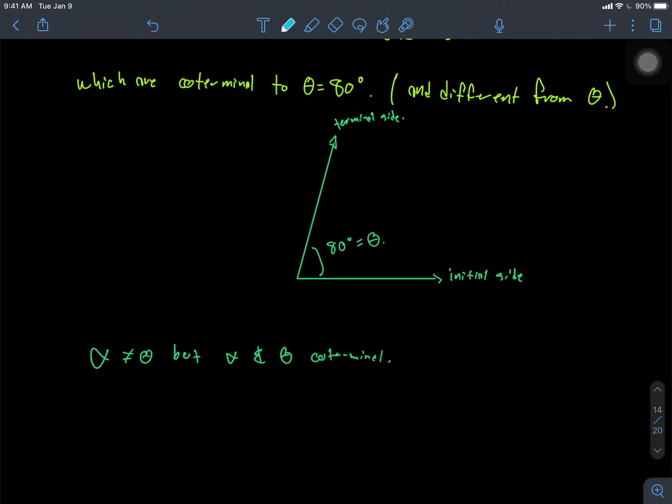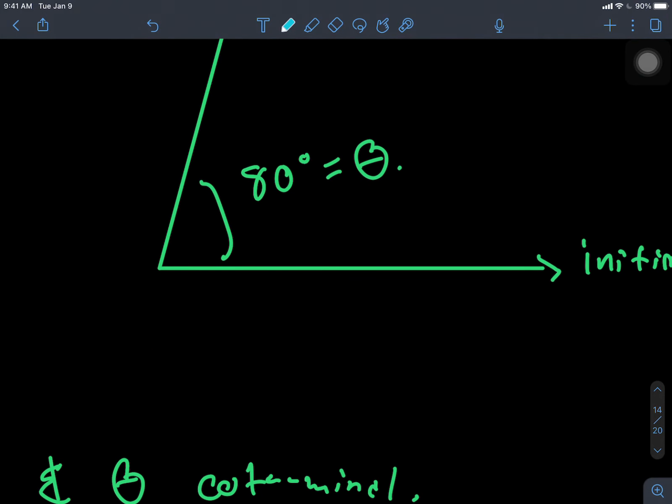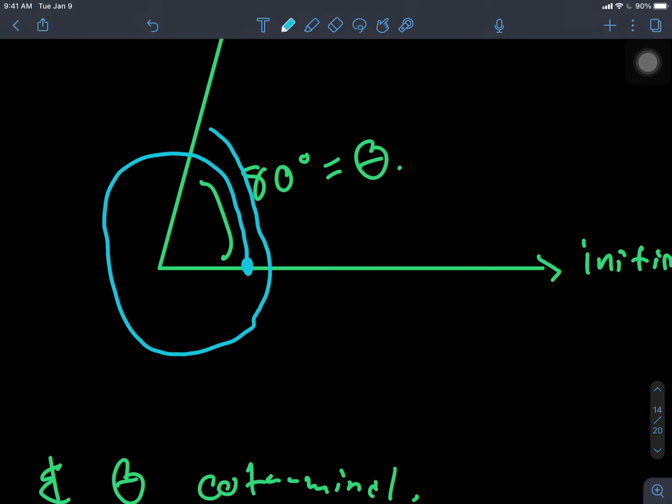Okay, but I don't want alpha to be just the same exact angle, because that's boring. I want to choose a different angle, but they should be coterminal. So one way I can do that is the following. Rather than just going 80 degrees and getting to my terminal side, I'm going to do something kind of wonky. I'm going to start on the same initial side, and I'm going to go all the way around and do a full 360, and then some.